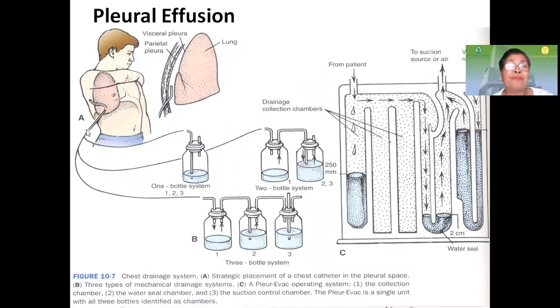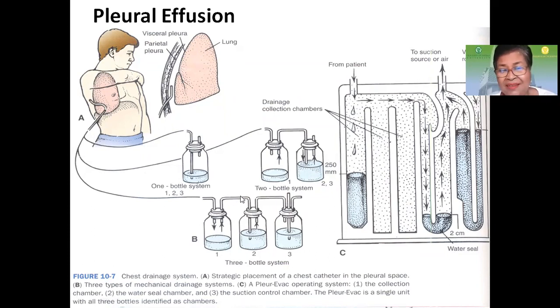Okay, so how will air or the fluid, the liquid, go to the drainage bottle? Initially, wala tayong drainage. Initially, walang laman yan. Yung first bottle, walang laman. So, the fluid will accumulate in the first bottle. How about the air?